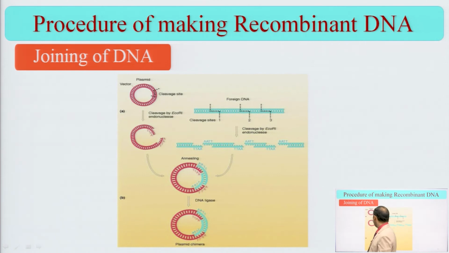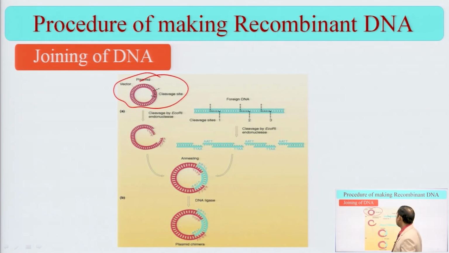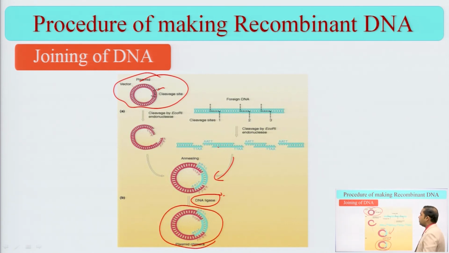Let me tell you in a very nice way. This is the foreign DNA, which will be cleaved. This is your plasmid. Your plasmid will also be cut, and then both will be joined together. The DNA ligase will join these things, and this will be called a plasmid chimera. Okay, joining.